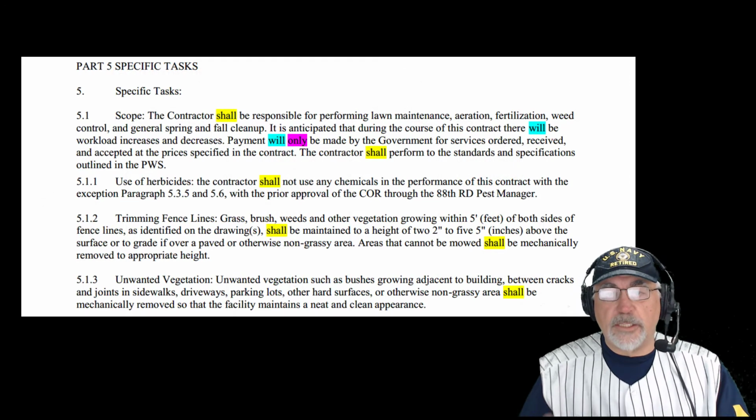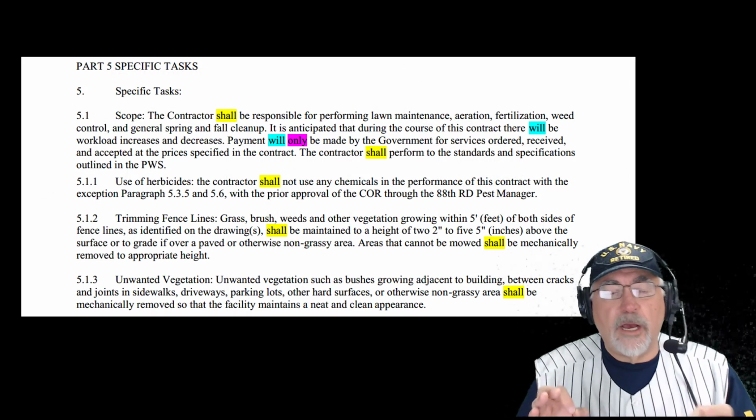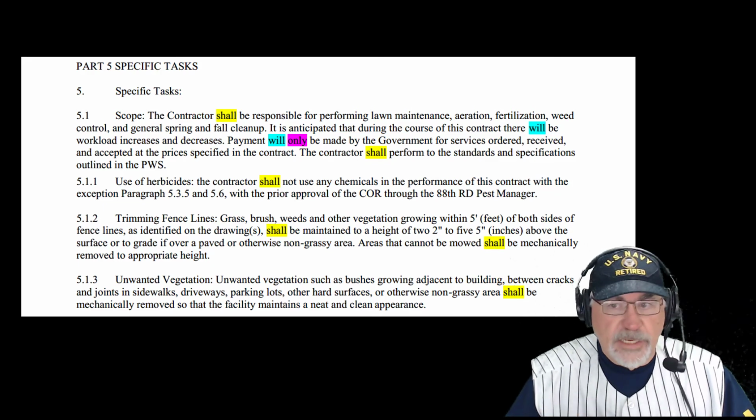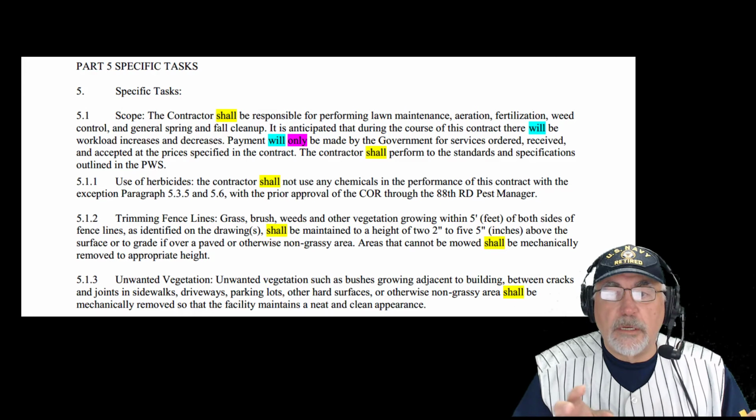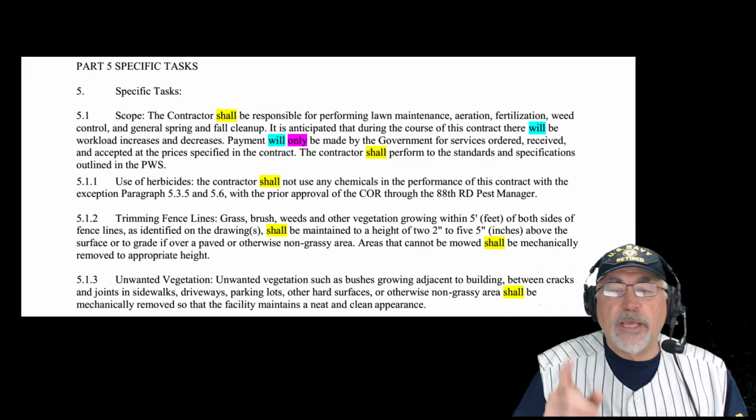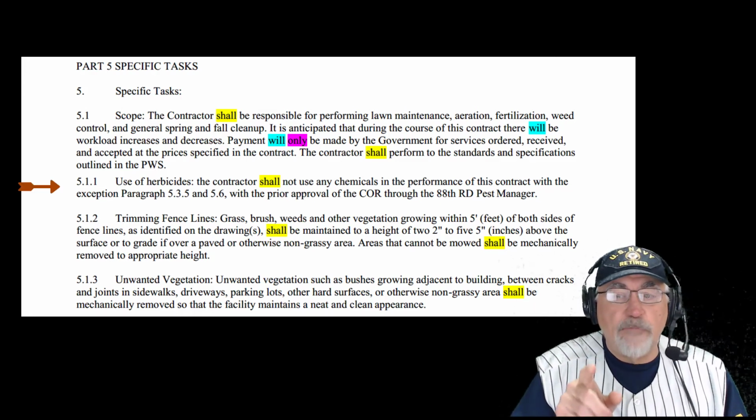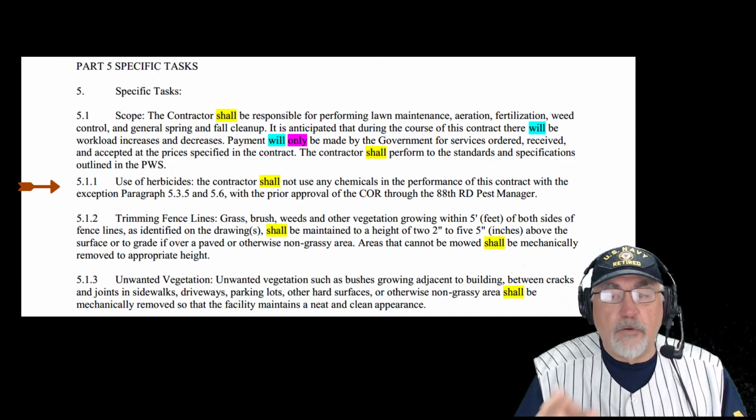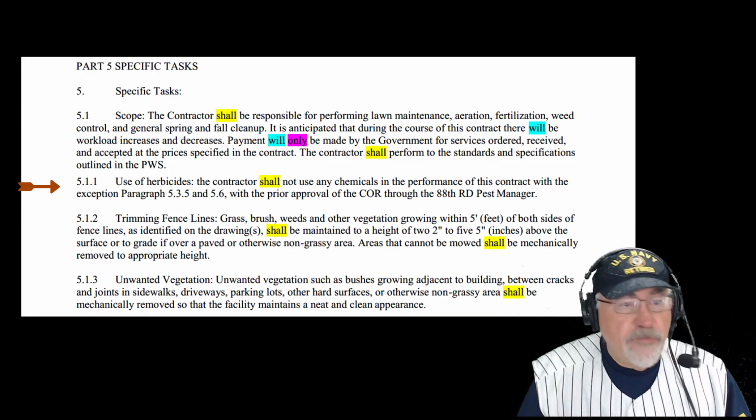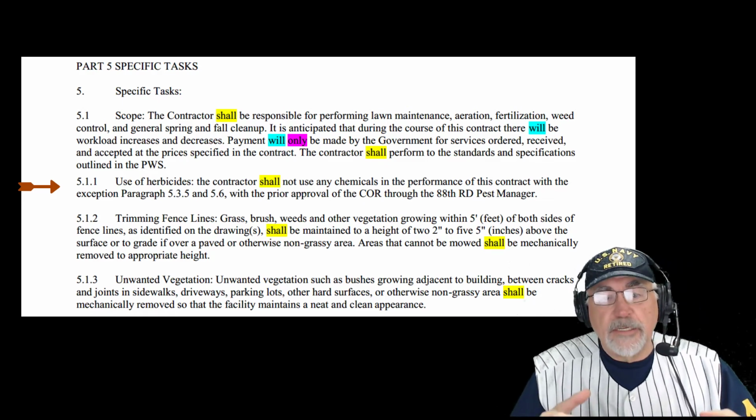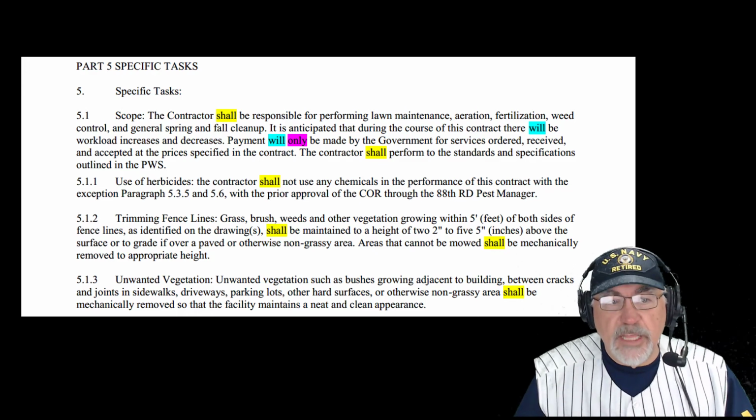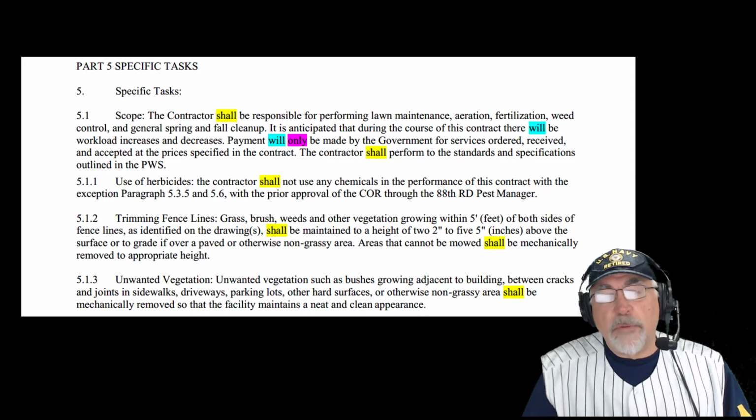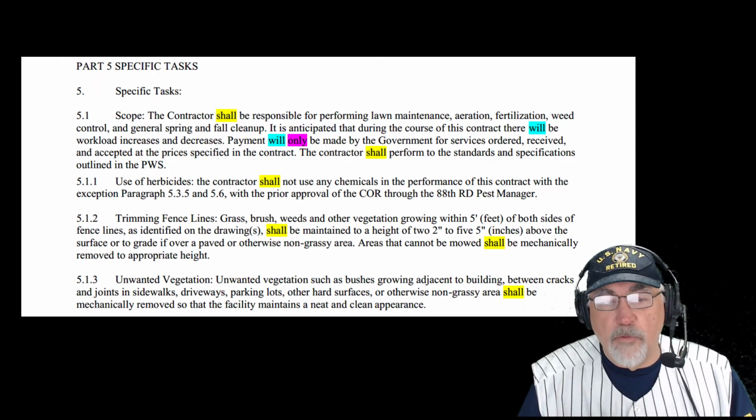Let's take a look at this. This is a portion of a performance work statement related to some work that's being done. So this is specific tasks. We're going to be looking at specific task 5.1.1, Use of herbicides. Now, we could have picked any one of them, and in fact, you would do a compliance matrix for each one of them. And then you would respond in kind with your technical proposal for each one of them. But what we will do is look at 5.1.1.